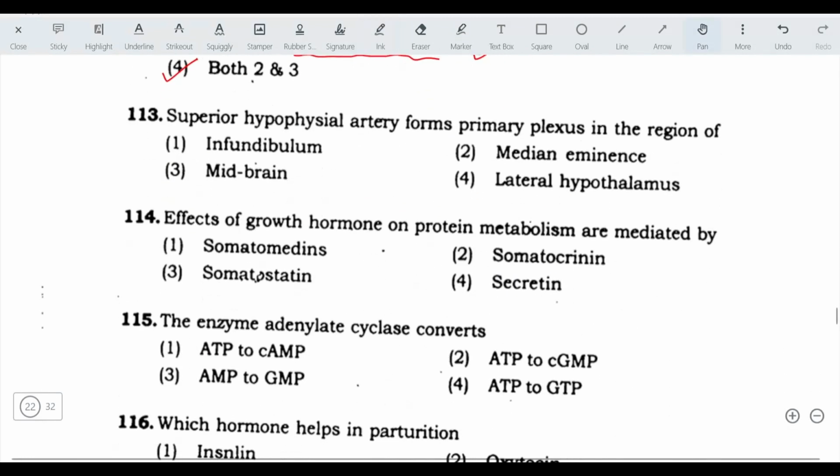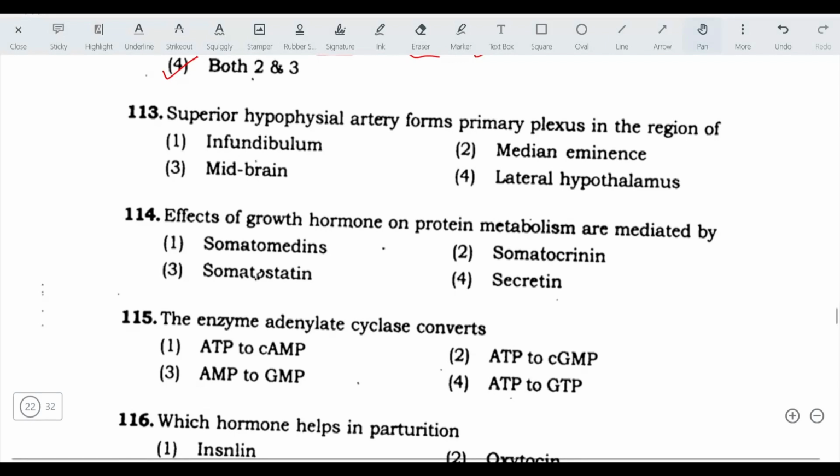Next question, the superior hypophyseal artery forms the primary plexus in the region of. The answer is the median eminence. So this artery forms the primary plexus in the median eminence, which is part of the hypophyseal portal system, which is related to the pituitary gland and hypothalamus.